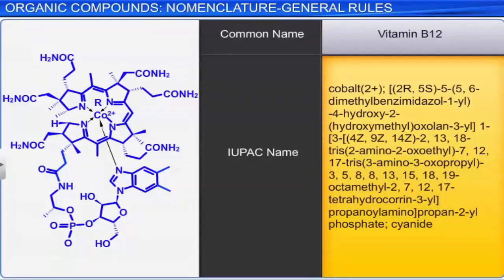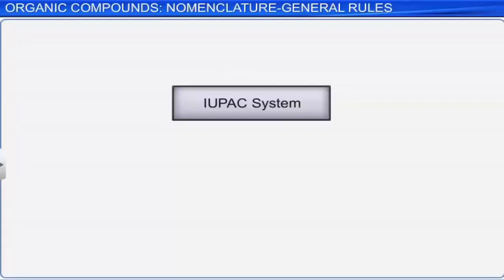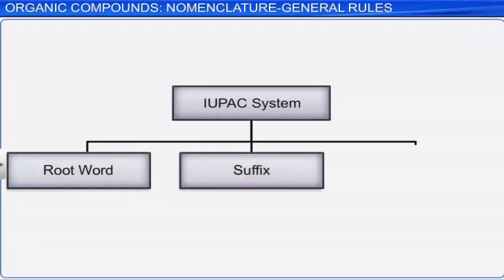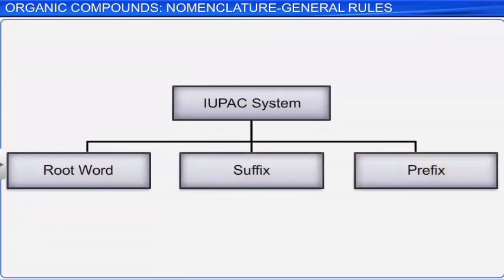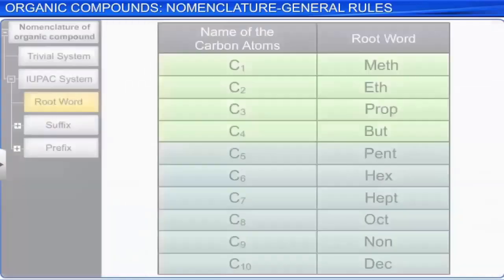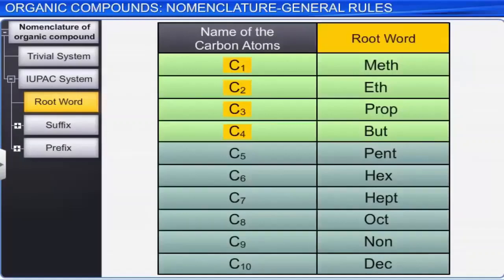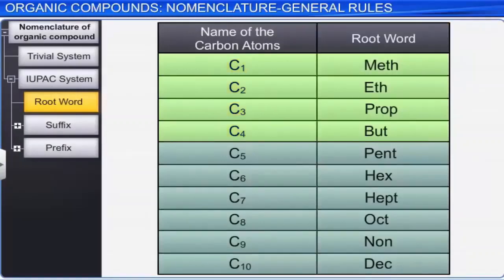Let's understand how IUPAC names are assigned to various compounds. The IUPAC name of an organic compound basically consists of three parts: the root word, the suffix, and the prefix. A root word indicates the length of the continuous selected carbon chain. A chain which consists of up to 4 carbon atoms is assigned special word roots based on the common names of alkanes.